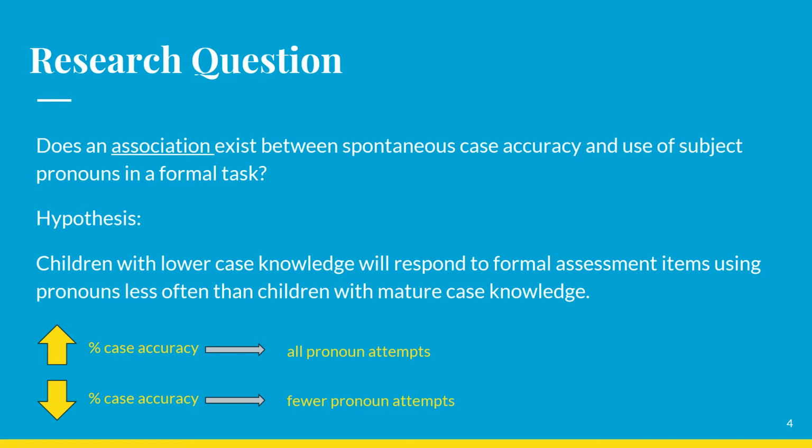The visual at the bottom of this slide is just another way to look at my hypothesis. The up arrow and the yellow percent case accuracy: if they have a higher case accuracy, they will make all pronoun attempts, and if they have a lower percentage of case accuracy, then they will have fewer pronoun attempts on the formal assessment.